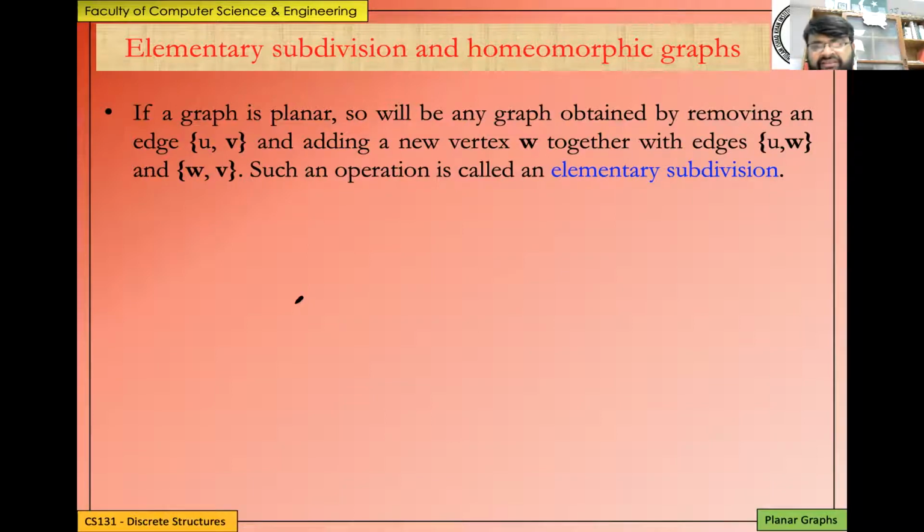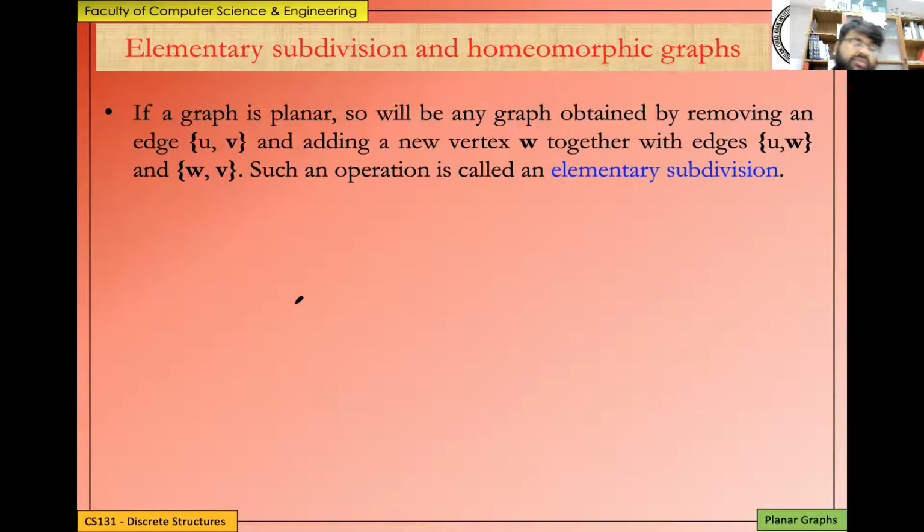If a graph is planar, so will be any graph obtained by removing an edge UV and adding a new vertex W together with edges UW and WV. So if you add a new vertex, you can connect that vertex to the original vertices U and V. If you remove an edge, add a new vertex and add 2 new edges, such an operation is what we call an elementary subdivision. So you have divided the edge UV into UWV, and you just connected U with W and V with W, right? And this is going to result in another planar graph.